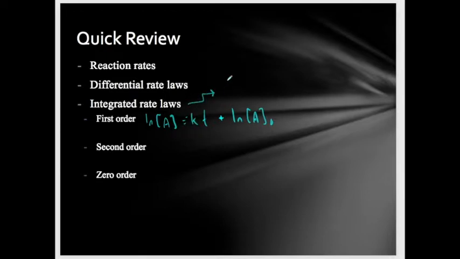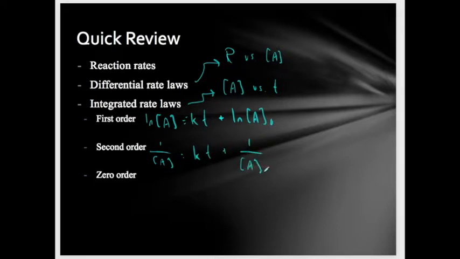So remember that integrated rate laws are always going to be concentration versus time. Differential rate laws were rate versus concentration. But it's not as simple as concentration versus time for integrated rate laws. It's going to be some manipulated version, the natural log of concentration versus time for first order. For second order, do you remember what it was? It's 1 over the concentration. That makes a straight line with time. And then zero order, that one is the simplest. Concentration and time already yield a straight line.